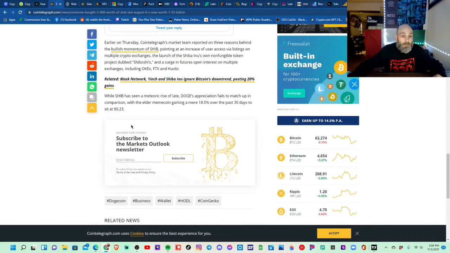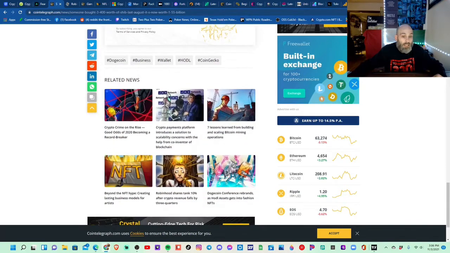While SHIB has seen a meteoric rise as of late, Doge appreciation fails to match up in comparison, with the elder meme coin gaining 18.5% over 30 days.